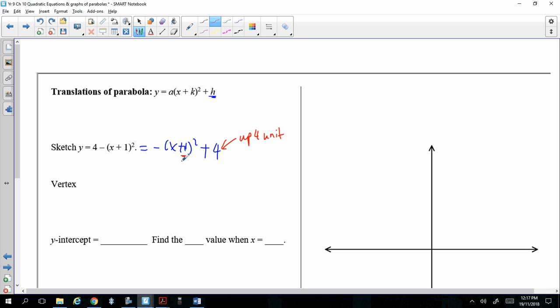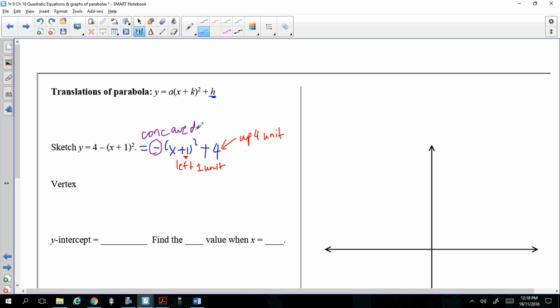x plus 1 it is. Let me write it again. x plus 1. Okay, so this is +1, so you're going to go left 1 unit. Left 1 unit. Now what does the minus do? Concave down.